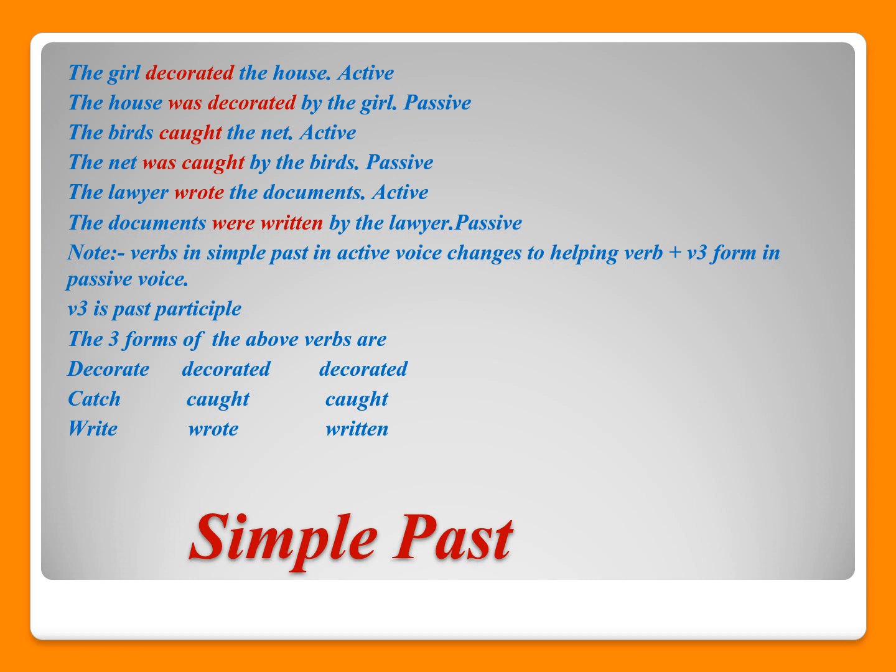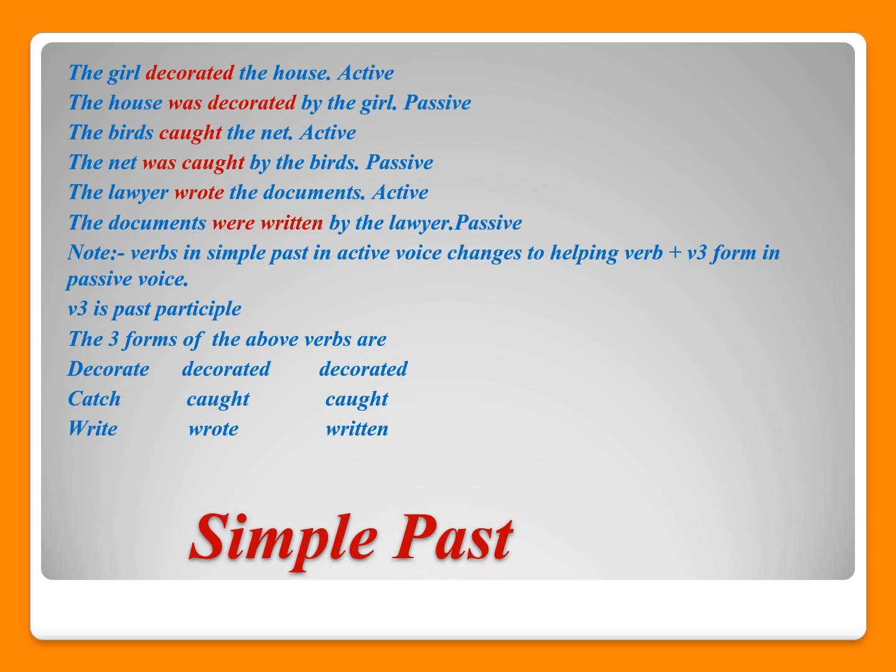Now let us see sentences in simple past tense form. The girls decorated the house. The house is the object, so we shift it to the first place. The house was decorated by the girl. Was is the helping verb and decorated is the verb 3 form.